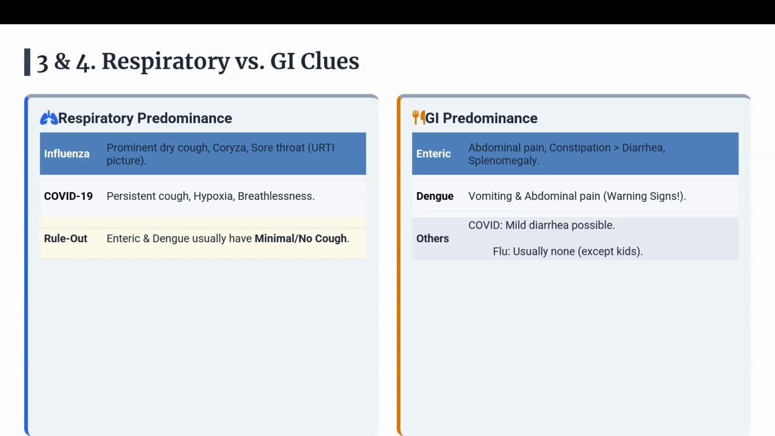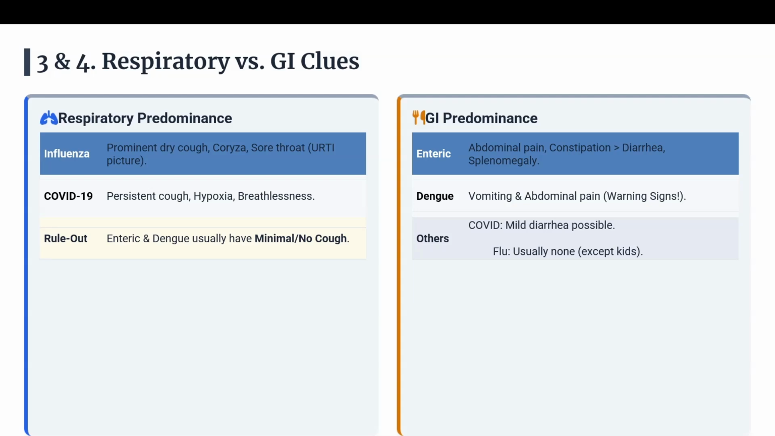So, respiratory versus GI clues. Predominantly, influenza and COVID-19 come under respiratory predominance, whereas enteric fever and dengue fever come under GI predominance. For influenza, there will be prominent dry cough, coryza, and sore throat, an upper respiratory tract infection picture, with an acutely toxic look and high grade fever with chills.